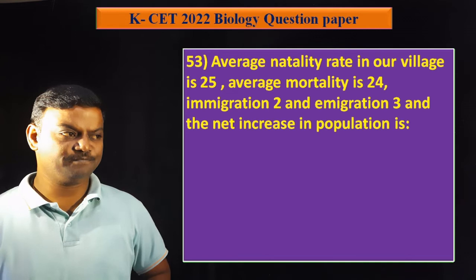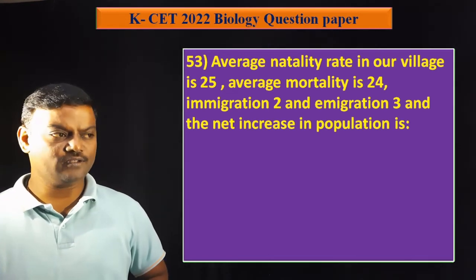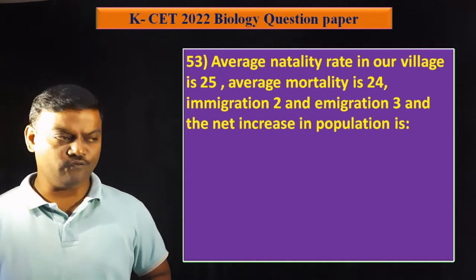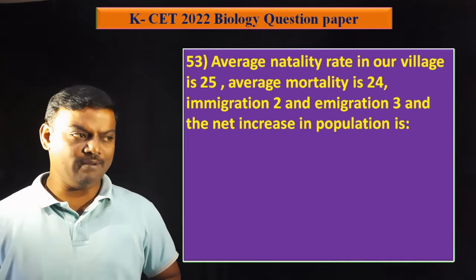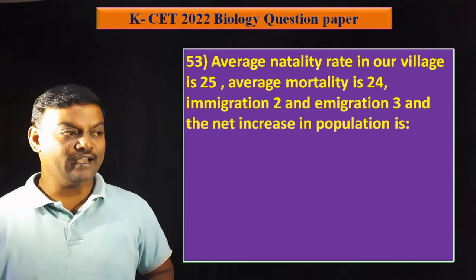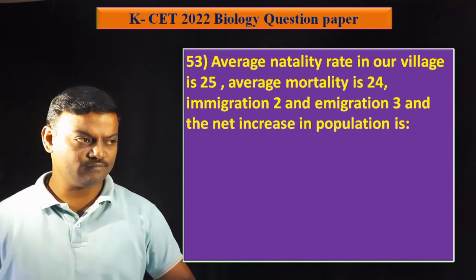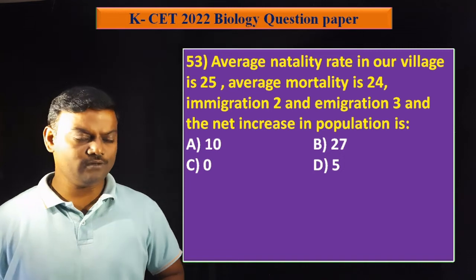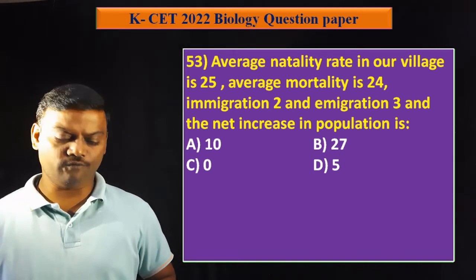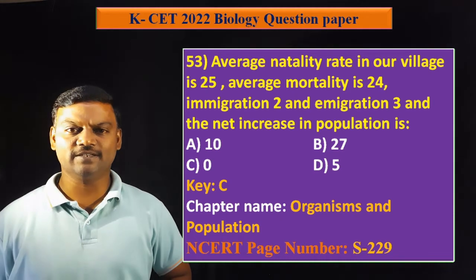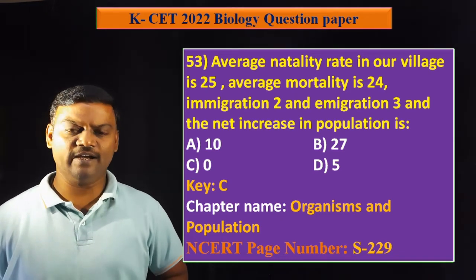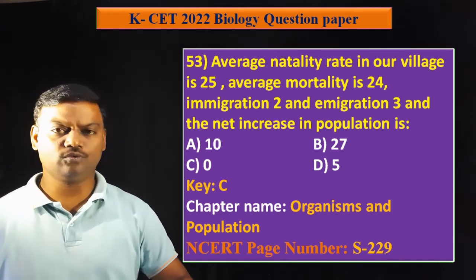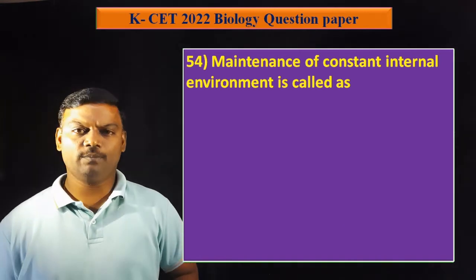Question number 53. The average natality rate in our village is 25 and average mortality is 24. Immigration is 2 and emigration is 3. The net increase in population is: option A, 10; option B, 27; option C, 0; option D, 5. The correct answer is option C, 0, and it is a question from Organism and Population, NCERT page number 229.